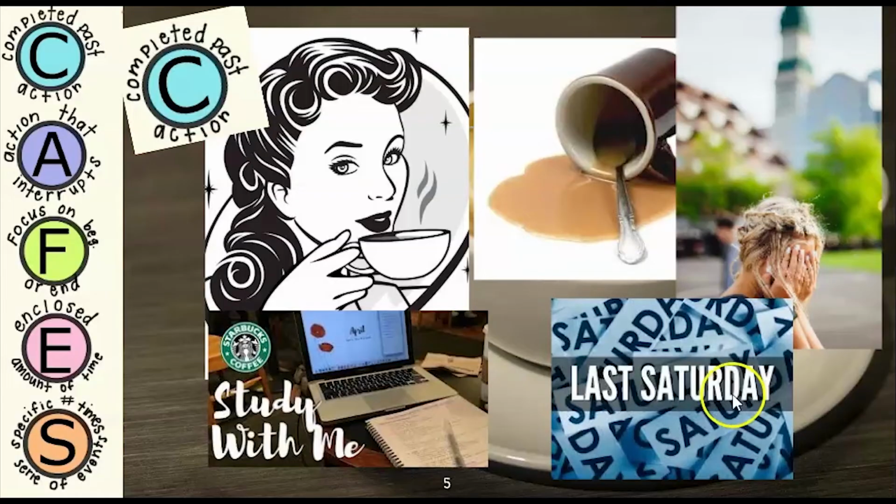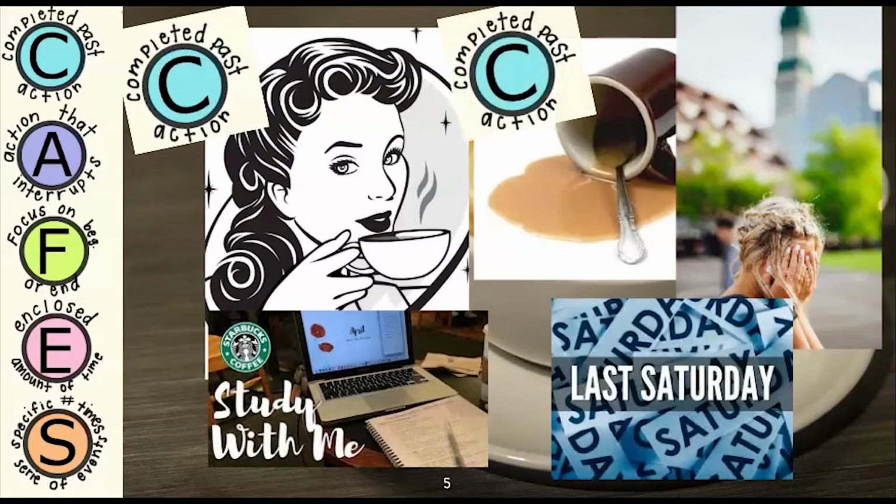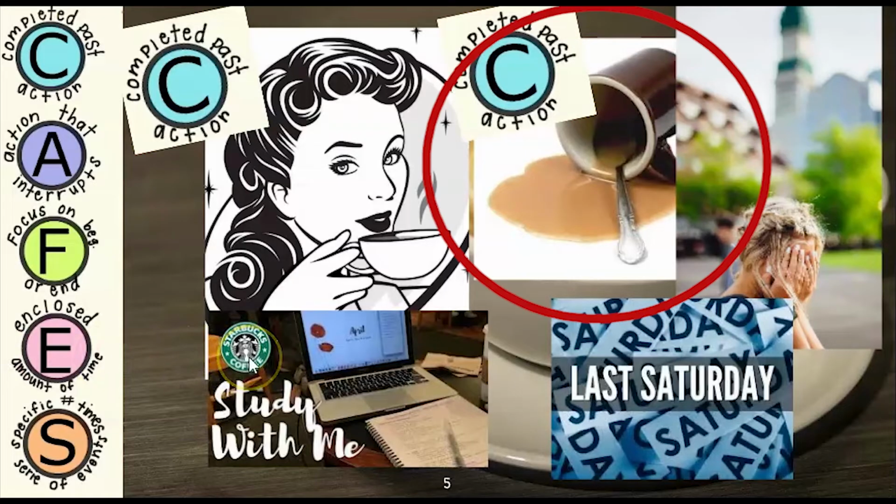So we're going to look and see which of these pictures and representations of situations can go with each letter. So C, a completed past action. Esta mañana tomé mi café. This morning I drank my coffee. So it's an action that I did in the past. It's done. It's over with. Mi café se derramó. My coffee spilled. Something that happened in the past has a definite beginning, definite end. It is finished.